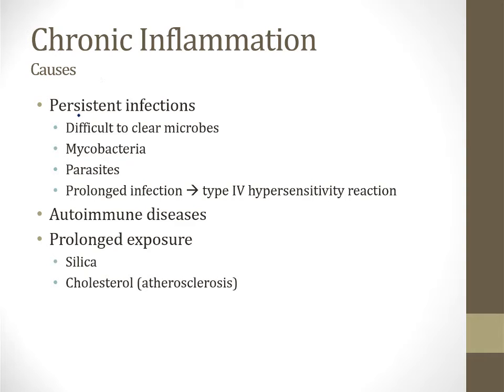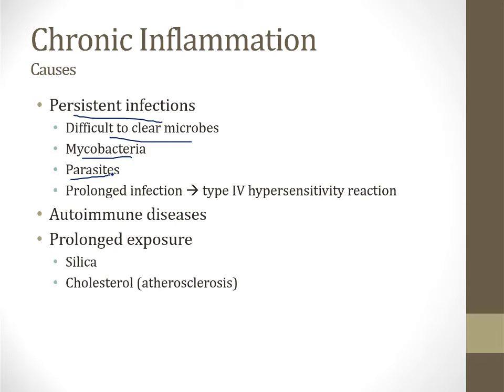Well, there are some infections that are persistent. Certain microbes are very difficult for the immune system to clear. For example, mycobacteria, especially tuberculosis, often lead to chronic inflammation. There are also a number of parasites like helminths that are very difficult for the body to eradicate, and they can lead to chronic inflammation.